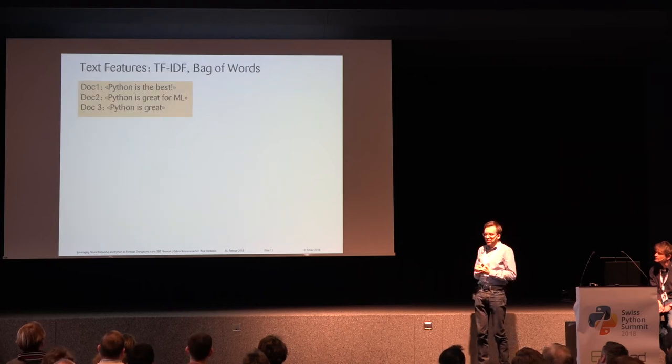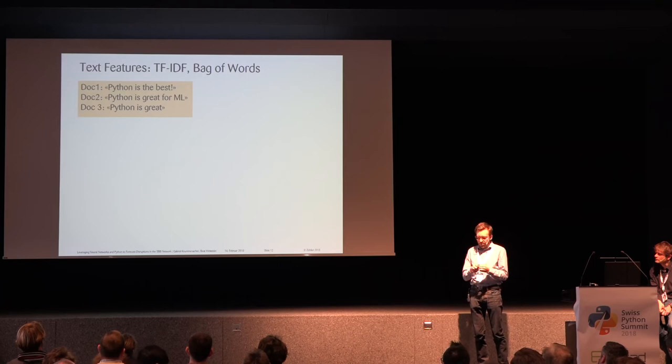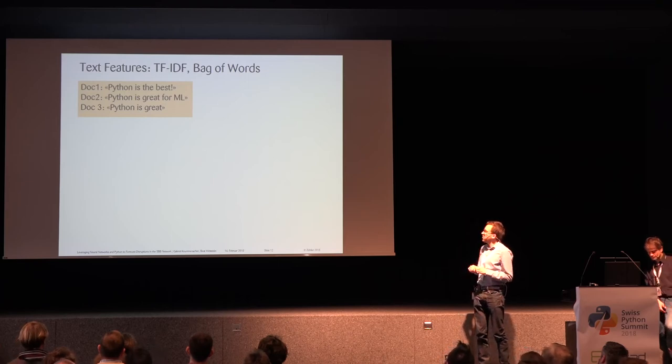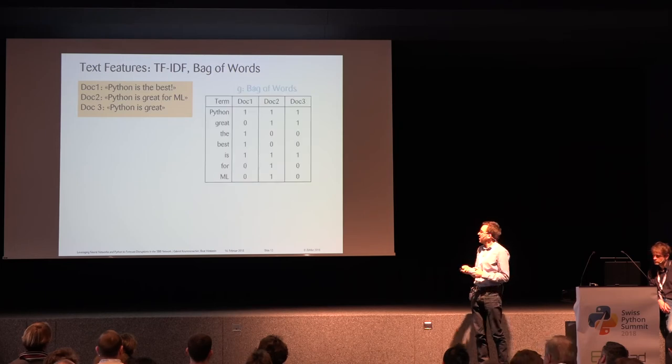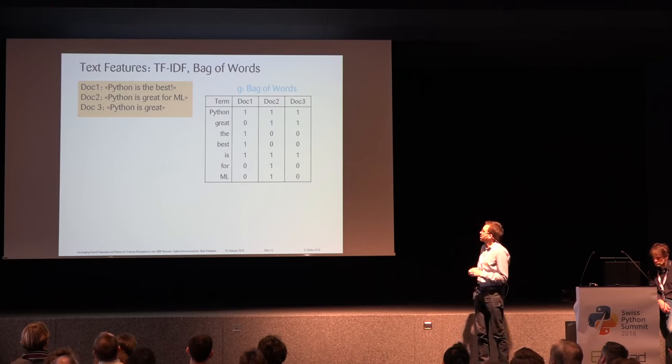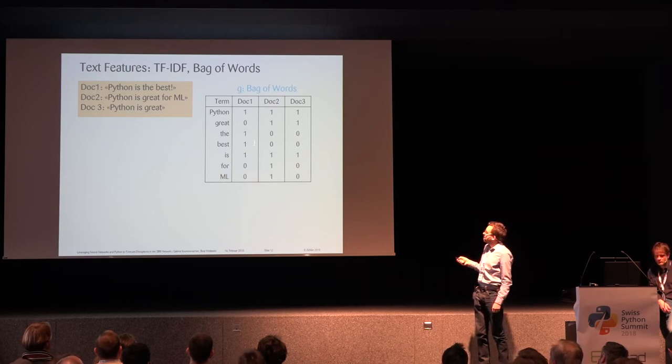So here I'm going to show you some examples of text features and also some that we also used. Say that you have three documents. Python is the best, Python is great for machine learning, Python is great, are your documents, so how can you represent them? And the easiest way to do this, or the most basic one, is just to construct this dictionary. So you have a dictionary of words. These are all the words in all the documents. And then for the first document, this would be your vector representing this. So you get a 1 if the word occurs in your document, or a 0 if it doesn't. So here you would have Python is the best, and then all the others are 0. The same for all the rest.